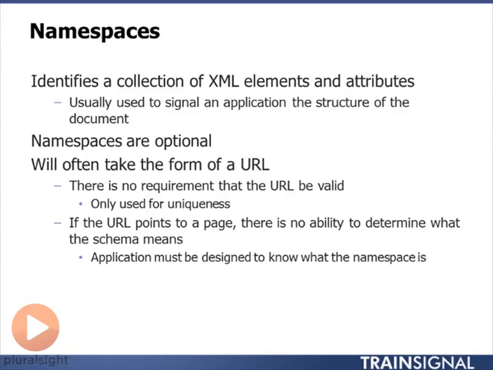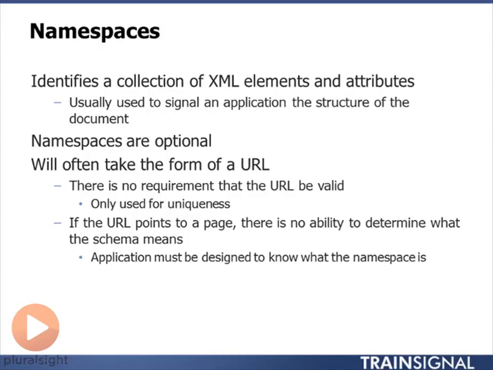However, and this is the one part that usually throws people, namespaces need to be pre-programmed, hard-coded into the application. So even though it's a URL, the URL does not have to point to anything, and there is actually no mechanism for an application to follow that URL and figure out what XML to expect and how to use it. So there's no requirement that the URL be valid. It's only there for uniqueness.